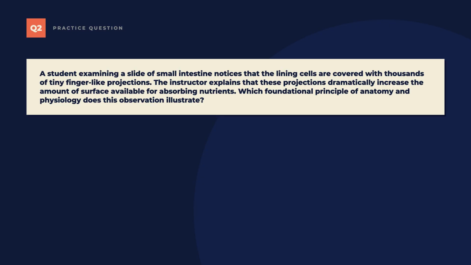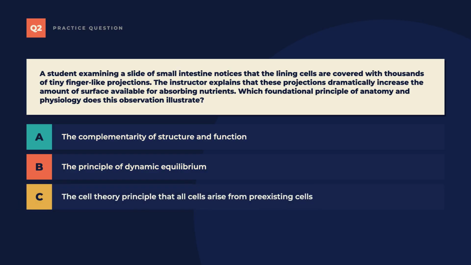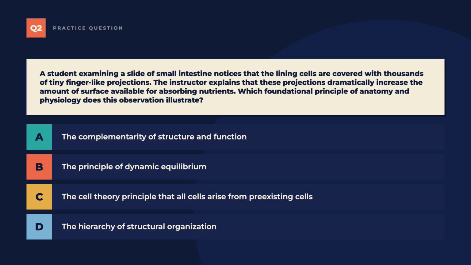Your options are A. The complementarity of structure and function. B. The principle of dynamic equilibrium. C. The cell theory principle that all cells arise from pre-existing cells. D. The hierarchy of structural organization. Take a second. Which answer would you pick?